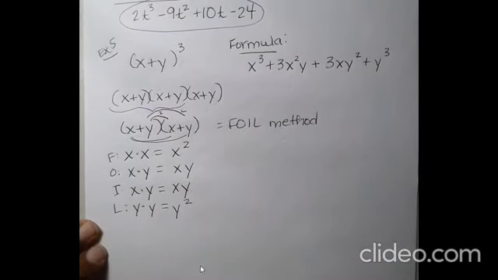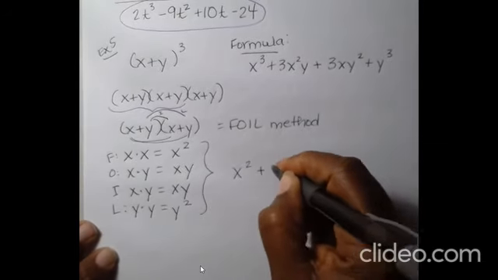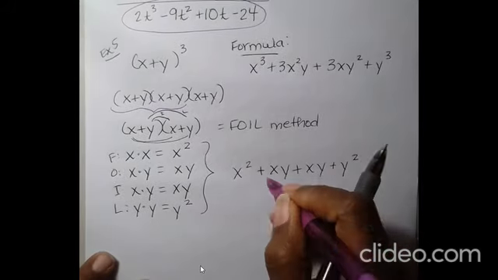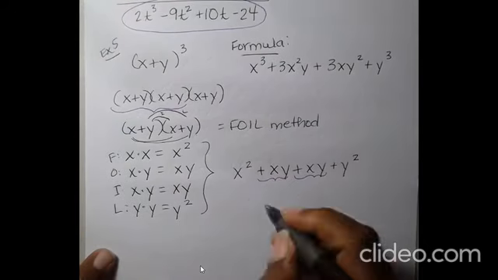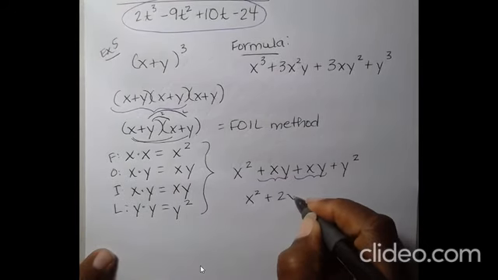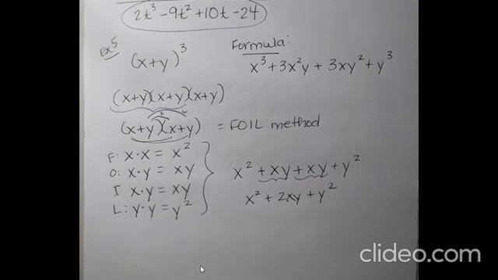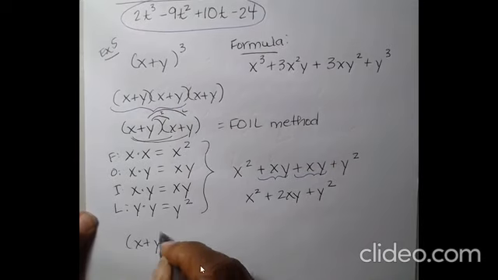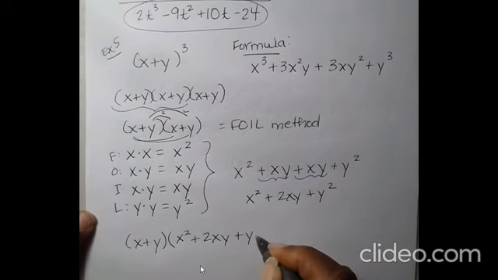equals y squared. You take all these, put together the like terms, and you have x squared plus xy plus xy plus y squared. Well, these two in the middle are like terms. They both are xy with the same exponent. So we have x squared plus 2xy plus y squared. That's when we've taken and multiplied just two of them. Well, let's multiply the last one. So now we have x plus y, which is the last one of the cube, and we're multiplying that one times x squared plus 2xy plus y squared.